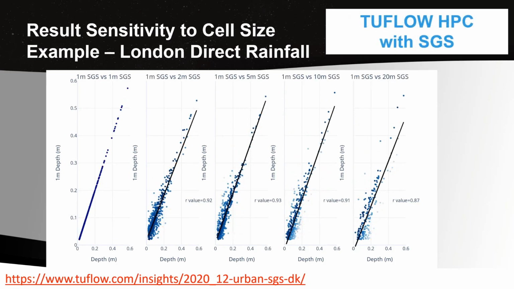Let's now look at the exact same model testing, though with SGS. And it's immediately apparent that you get far better agreement between your model scenarios across all the ranges of resolution than what we did without SGS turned on. So here it's a really great demonstration of the fact that using SGS you get that higher accuracy result at a coarser resolution.